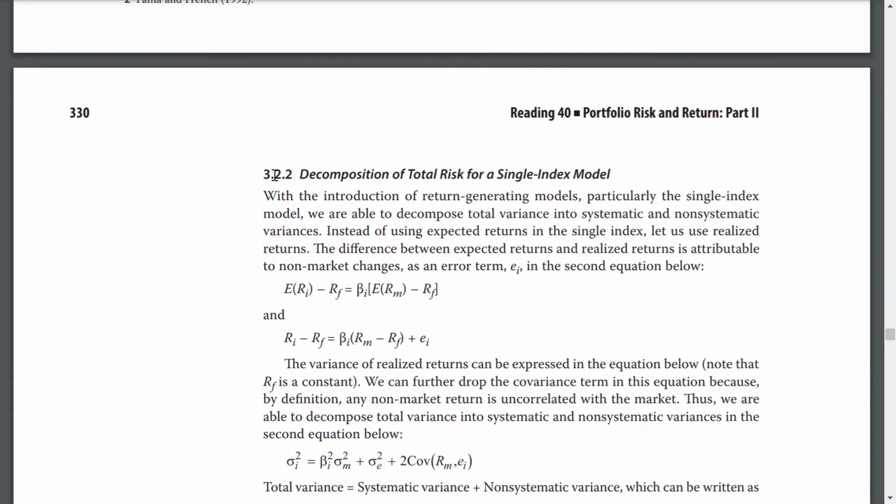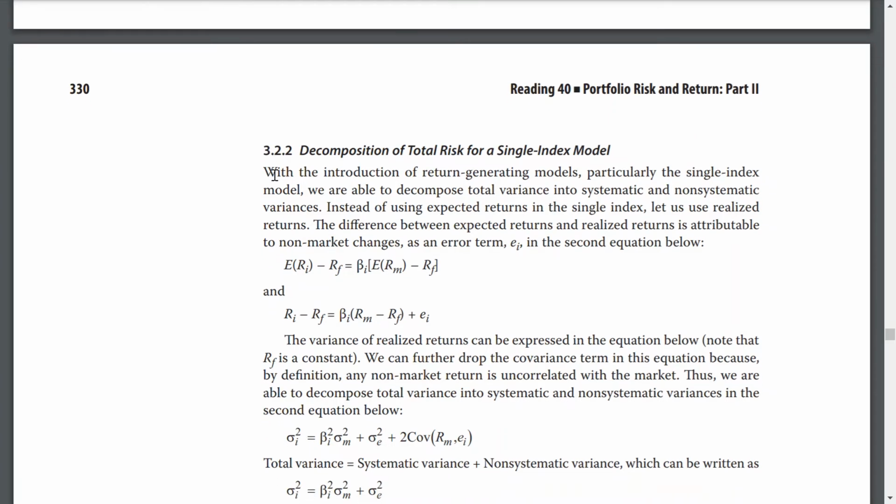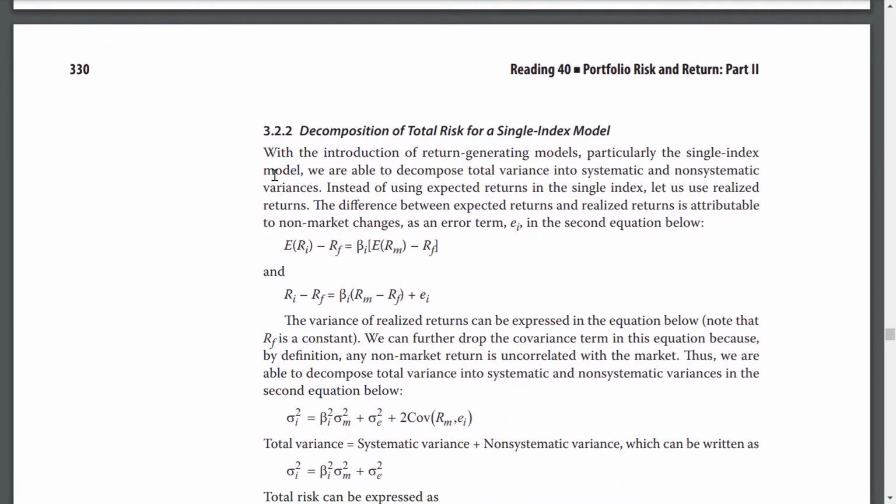Decomposition of total risk for a single security, a single index model. With the introduction of return generating models, particularly the single index model, we are able to decompose total variance into systematic and non-systematic variance. Instead of using expected returns in a single index, let us use realized returns.